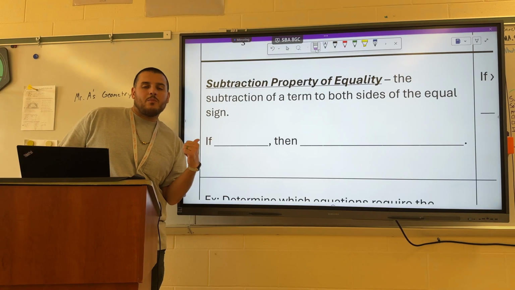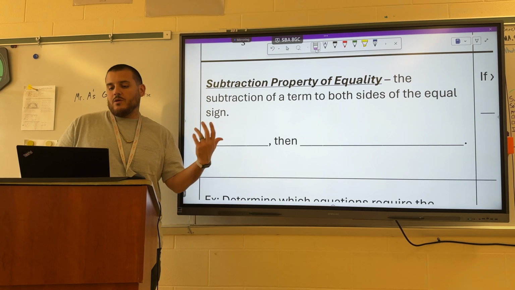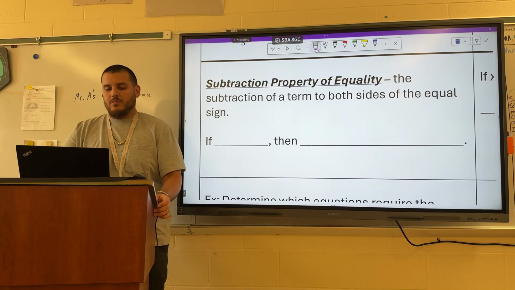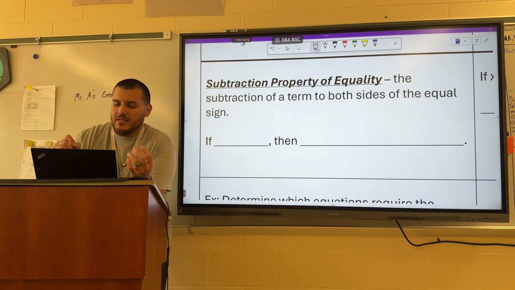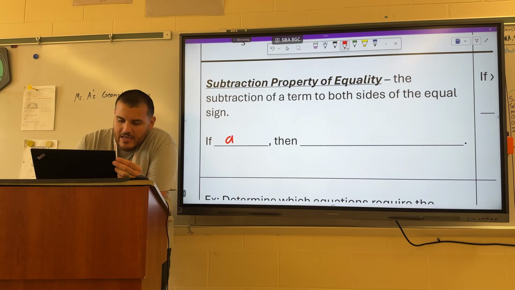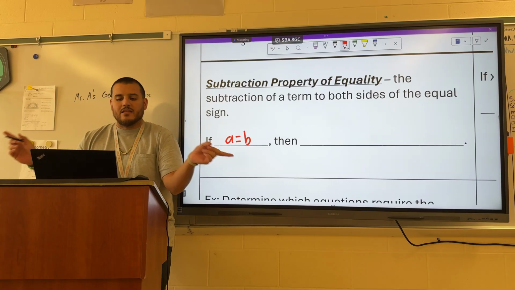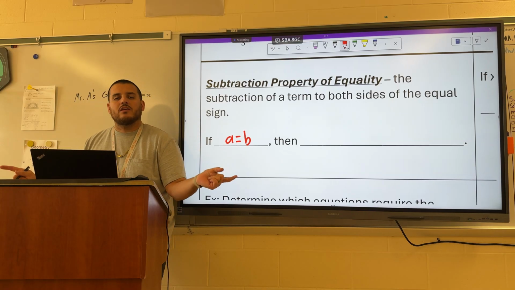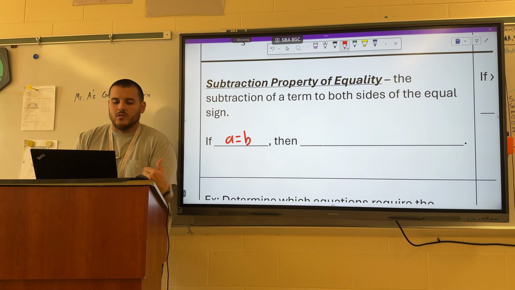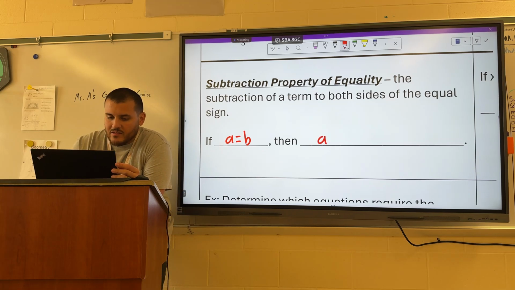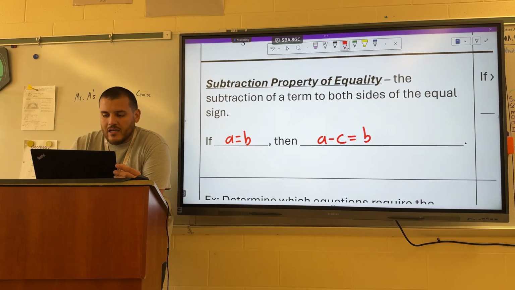The subtraction property of equality is very similar to the addition property. We're just subtracting instead of adding to both sides. So again, if I'm using A, B, and C as real numbers, if A equals B, I can subtract both sides of the equal sign by the same value, and I'll still yield equal results. So I could subtract the left side by C, and that would be equal to the right side being subtracted by C.